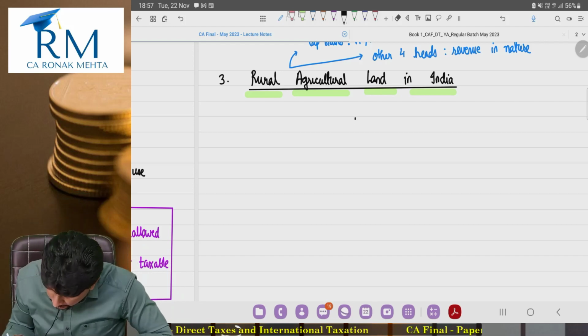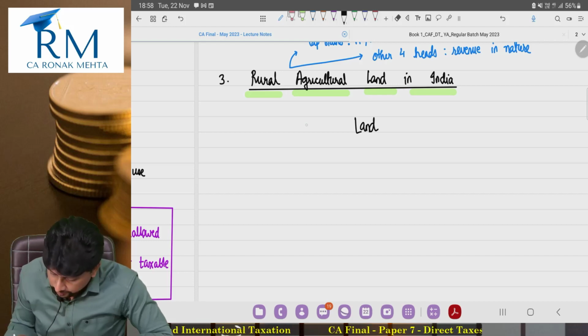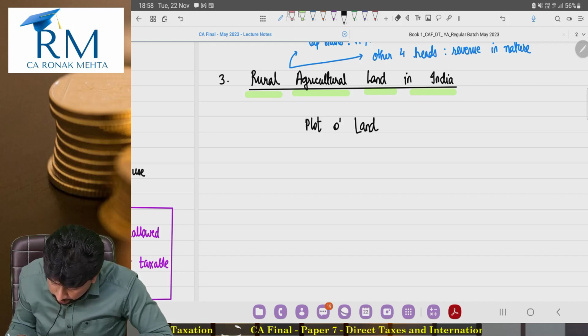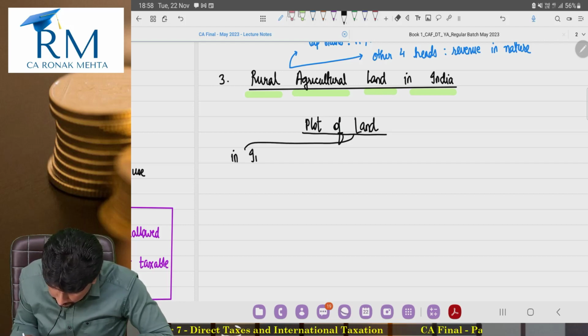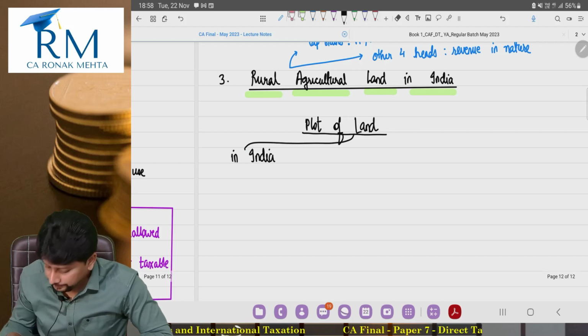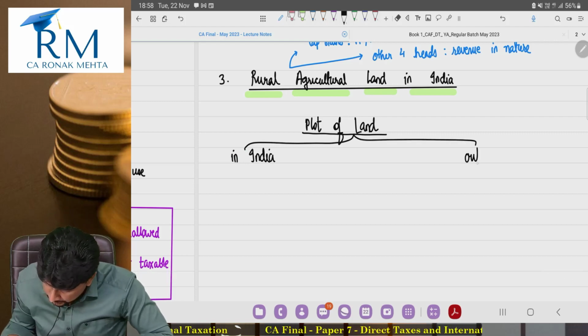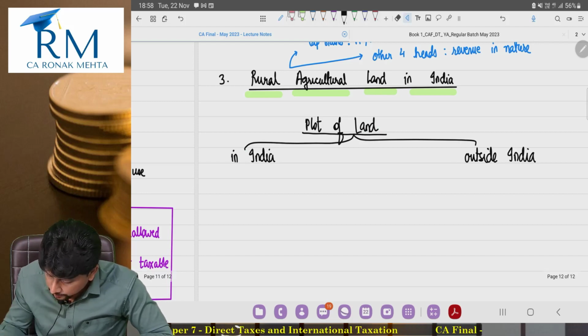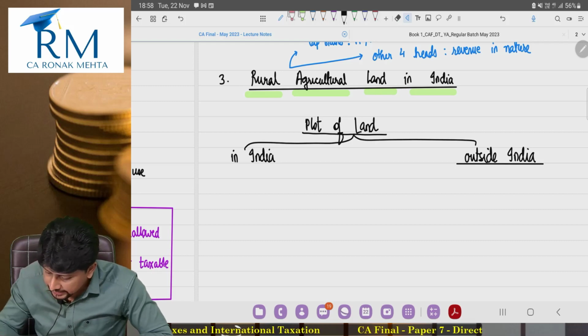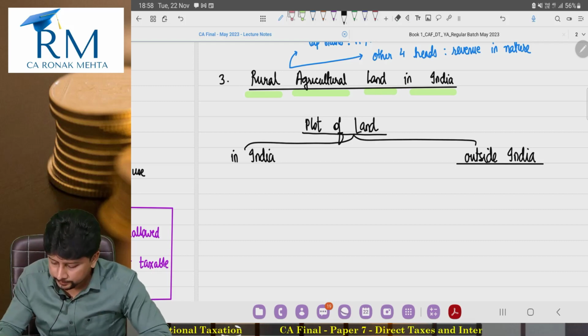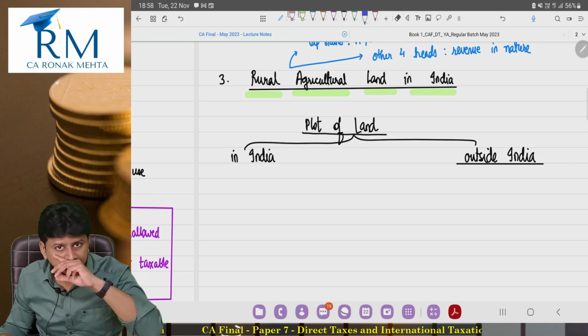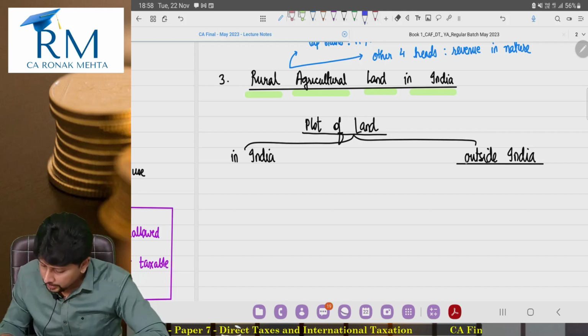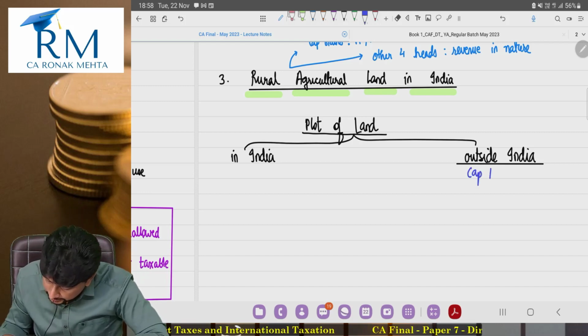Now, if the plot of land is in India, second possibility, plot of land is outside India. Chalo, if the plot of land is outside India, so the story is over. Does it fall in the exception? This exception that we are talking about? No. Which means if the plot of land is outside India, it is a capital asset for sure.